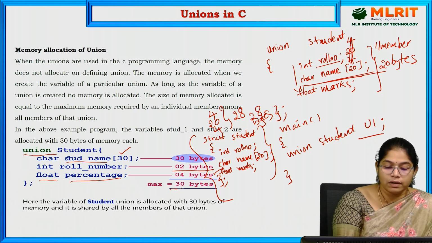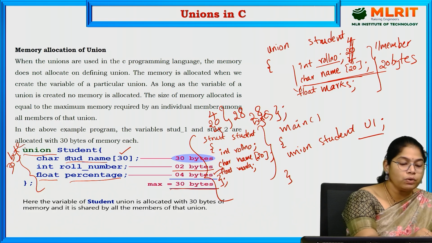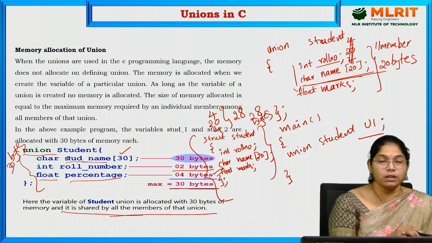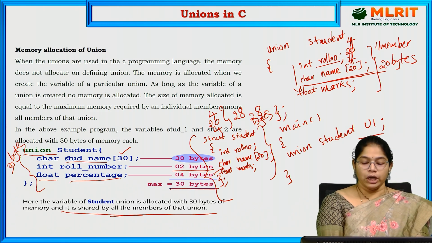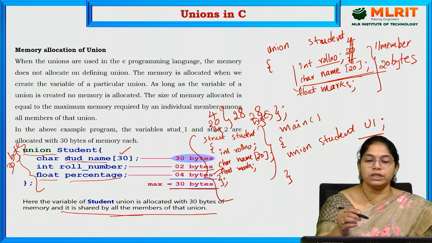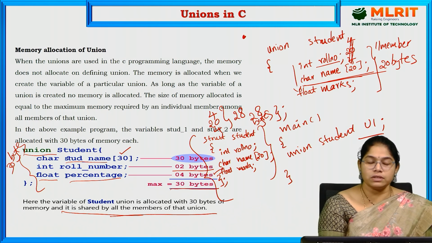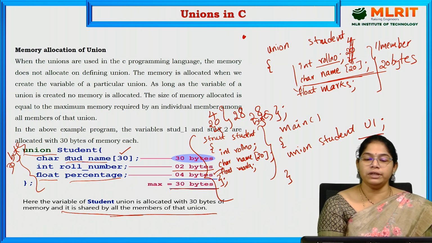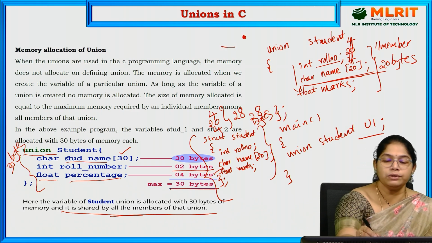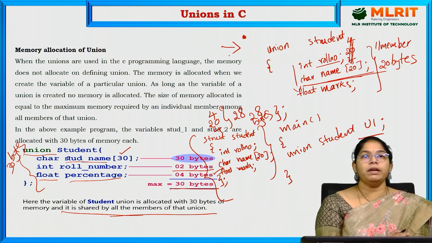So here the memory given is 30 bytes. These 30 bytes will be shared by all the members of the union. That's the difference between union and structure. The rest is the same. The access operator used to access members of a structure or a union using a variable is the dot operator. If it is a pointer, we have to use the arrow operator. Only the difference is the memory allocation.